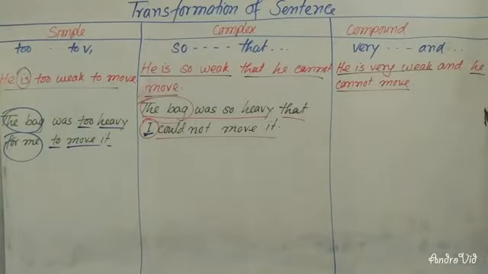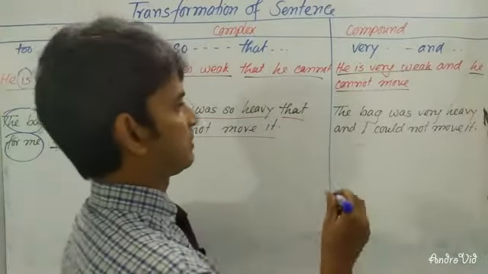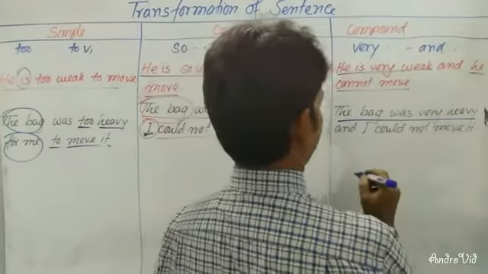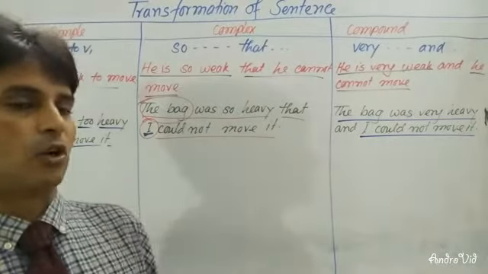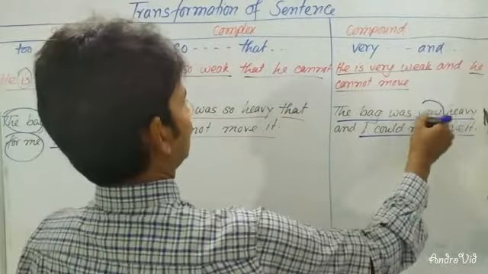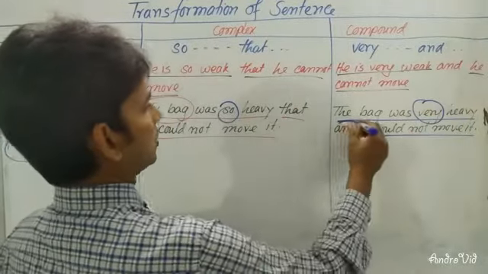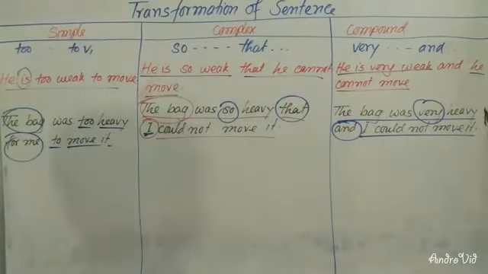Now I'm going to make you understand how you can change it into a compound sentence. Dear learners, on the board you can see the sentence that the bag was very heavy is an independent clause, and I could not move it is another independent clause. I have used here very instead of so, and I have used here and instead of that. So you know that it is very easy to change it to complex, to compound and simple.